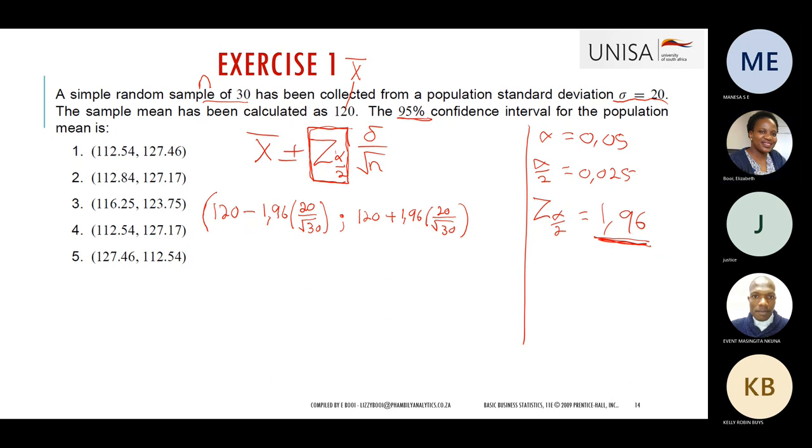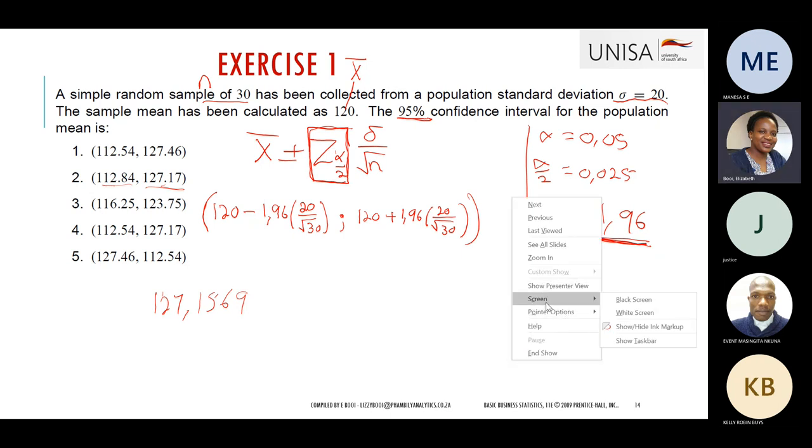What was the answer that you got? To me, it is 112.843. Okay, so that will be one of the answers, and the upper limit. Anyone? Upper limit? 127.1569, which is not that. Anyway, I don't know. This comes from your past tutorial letters and exam papers and all that.